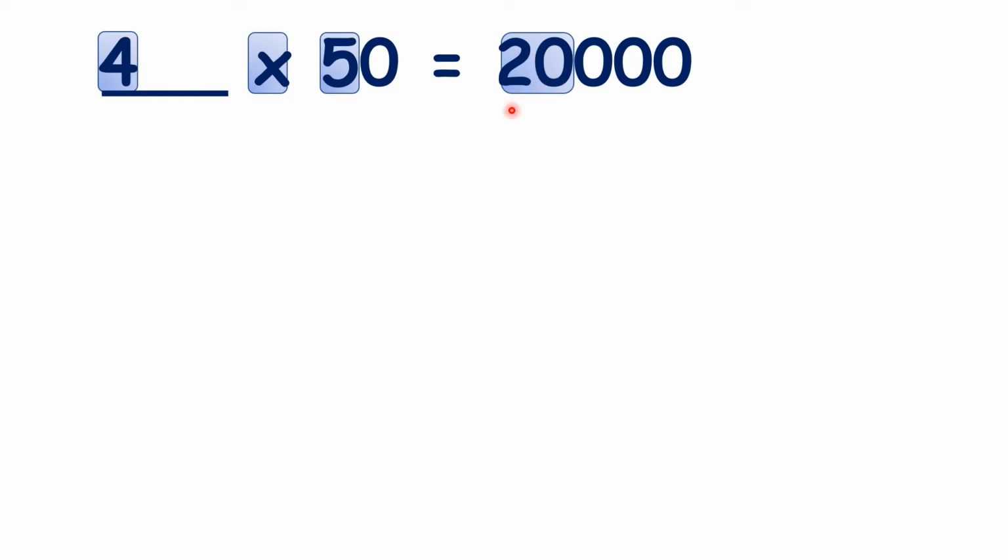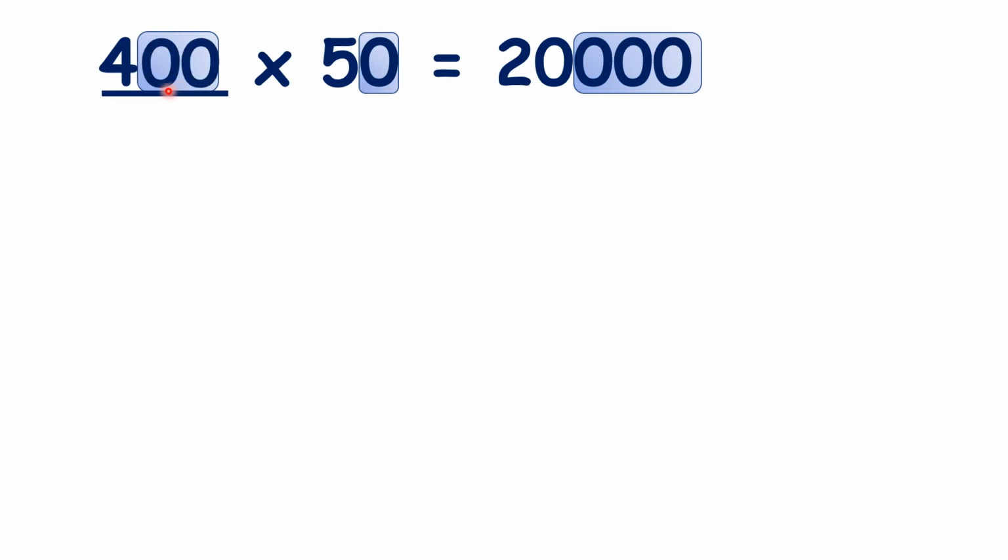So now, because we know that we really only have 3 end zeros in our answer, we need to make sure that we have 3 end zeros in our question. We have 1 end zero here, but we need 2 more, so we need 400 times 50 to get 20,000.